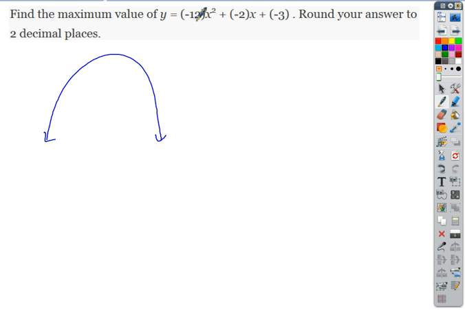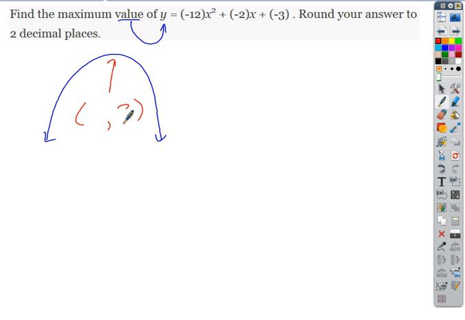Now, if I want to find the maximum value of that function, when I say maximum value, I'm talking about the y value, the value that we're calculating with the function. There is no maximum x value. I could put in as big an x value as I want to. But there is a maximum y value where? Yeah, right there. So I want to know, if I calculate the coordinates, what the y coordinate is.